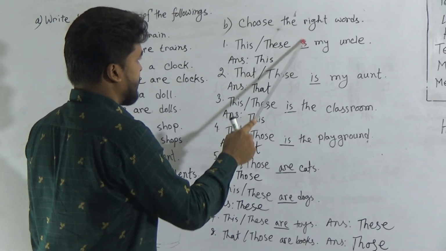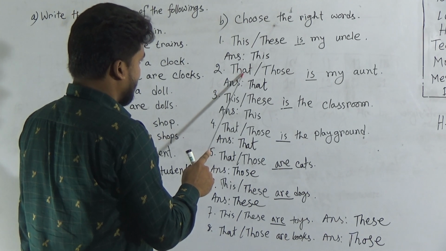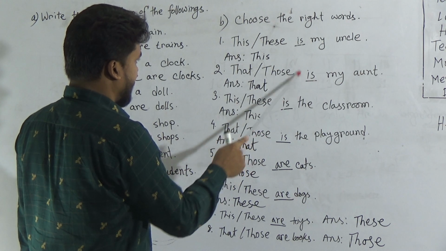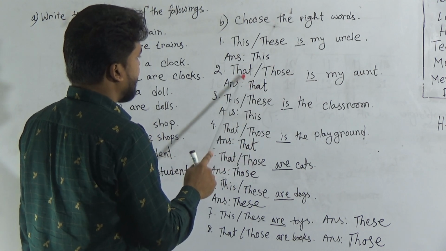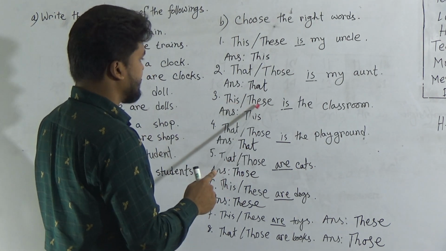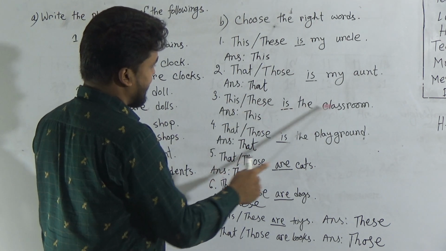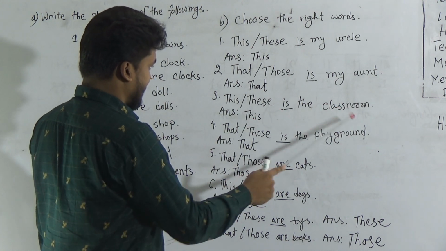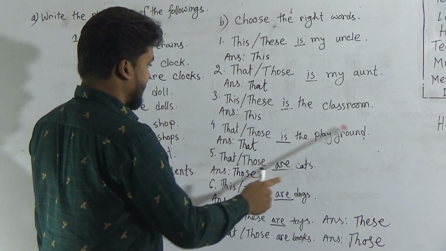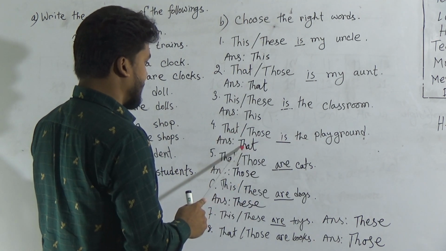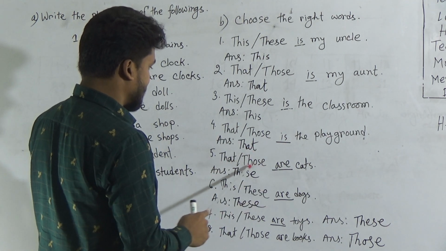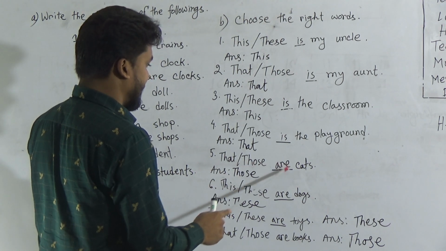Okay, now I am repeating. This or that is my uncle. Here will be this because of the singular verb. That or those is my aunt. Here will be a singular pronoun because of the singular verb. Number 3, this is the classroom. Singular verb, singular pronoun. That or those is the playground. Here a singular verb. That's why you have to take a singular pronoun. That is the playground.